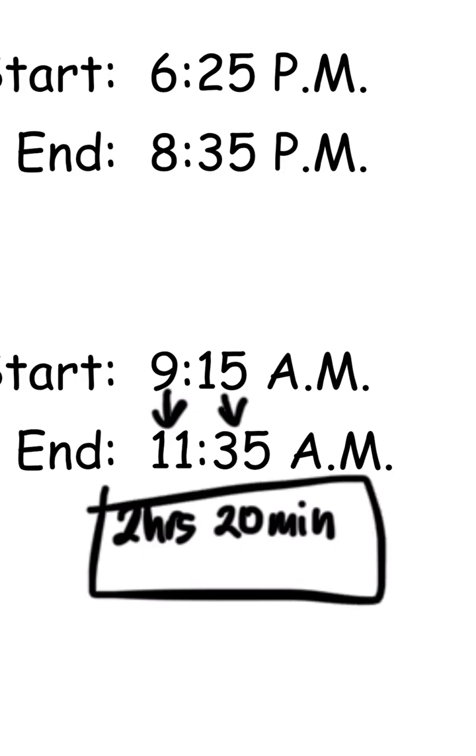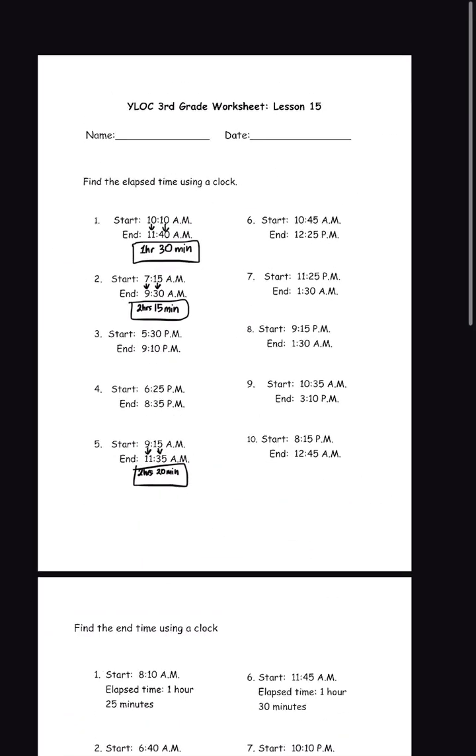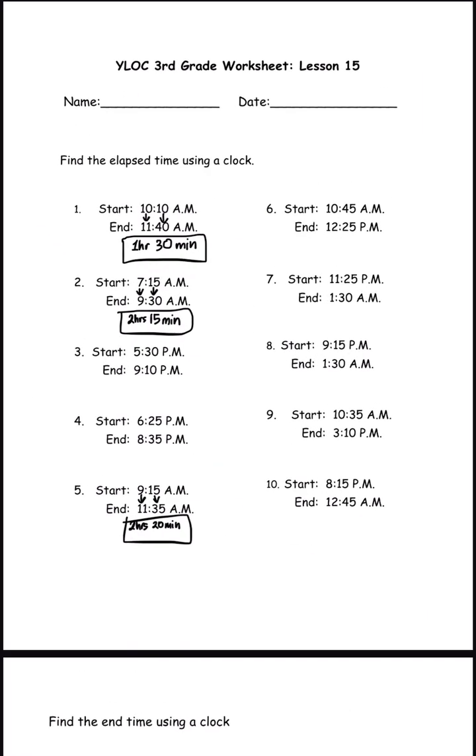And now we need to subtract 9 from 11, since 9 became 11. So 11 minus 9 is 2. Therefore, 2 hours and 20 minutes is the answer for number 5. Let's move on to number 7.